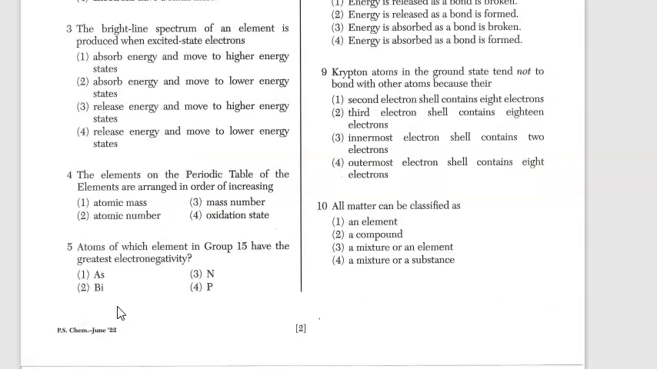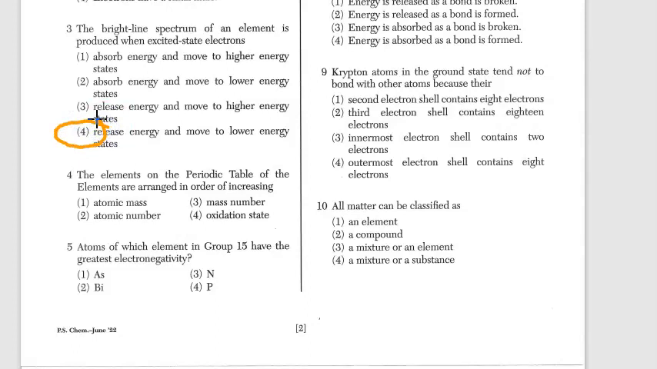Question 3, bright line spectrum of an element is produced when excited state electrons. In order to get excited, an atom absorbs energy and the electrons move further away from the nucleus. But what's going to happen is they don't stay there very long. In a split second, they move from higher back to lower energy states and release energy. That's exactly what you're looking for. So if they're already excited, they're going to want to release energy and they're going to move to lower energy states, which is choice 4.